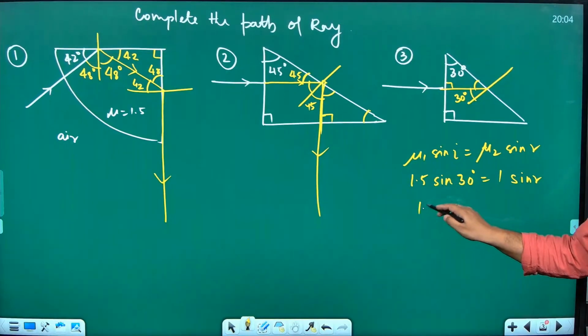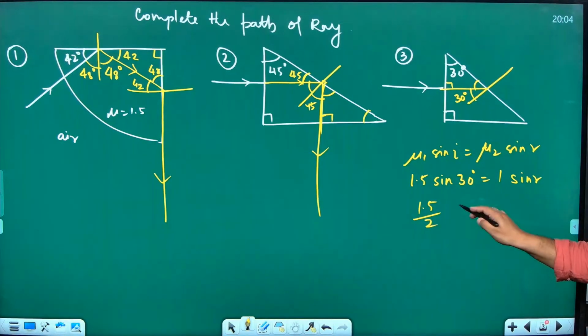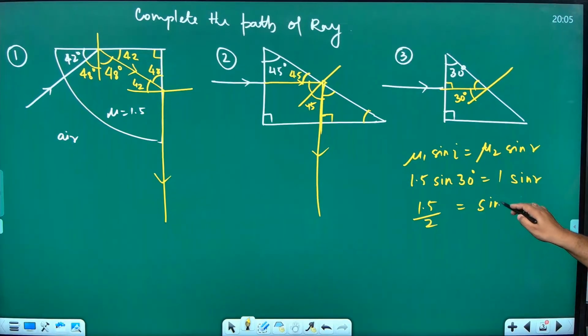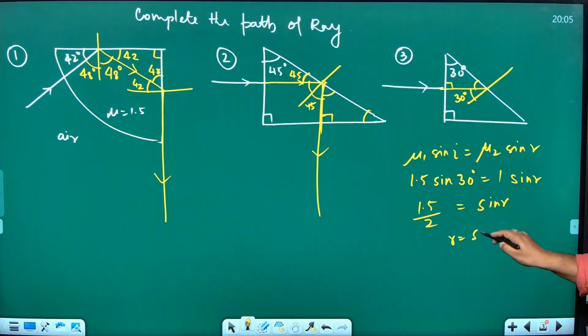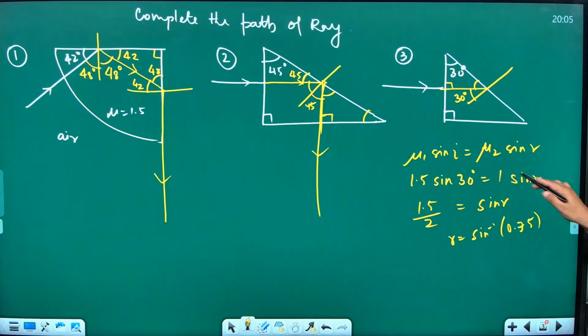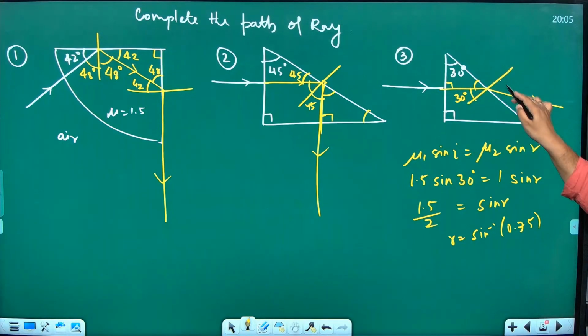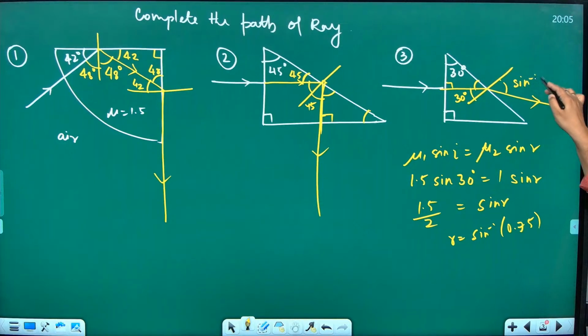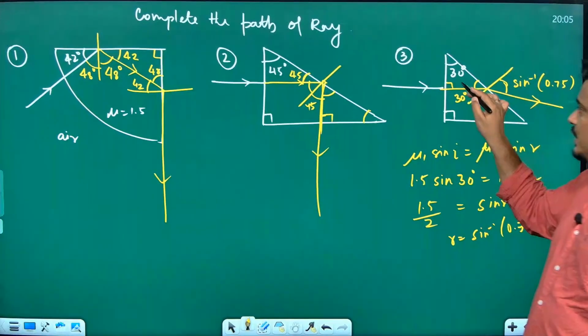So 1.5 by 2, sin 30 is 1 by 2, right? Is equal to sin R. So R will become equal to sin inverse of 0.75. I don't know the value of it. With that angle, one thing is very sure, going from denser to rarer medium, it will go away from normal. So it will be this, and what is the angle? It is sin inverse of 0.75. You will get full marks if you draw all this.